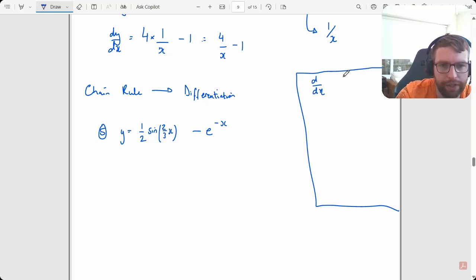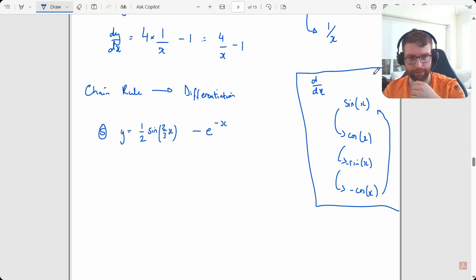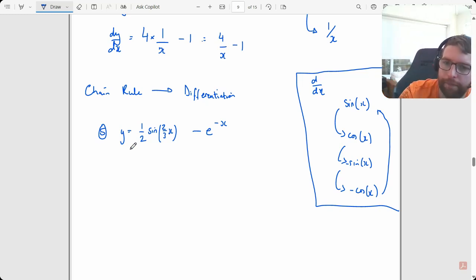So when we're differentiating trigonometry, it goes in this order. So it goes sine x, you differentiate and you get cos x. Differentiate again and you get minus sine x. Differentiate again and you get minus cos x. And then what happens if you differentiate again? You go to the top. So it's like a big cycle. So if you memorize that, you know part of the way there.